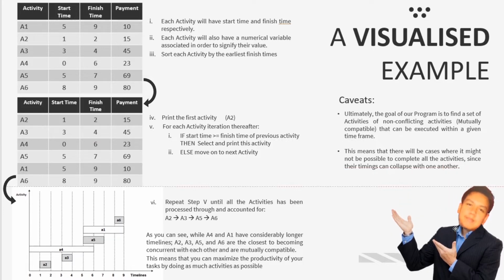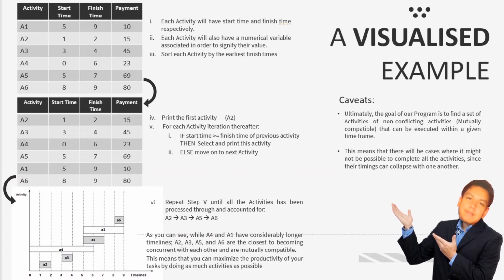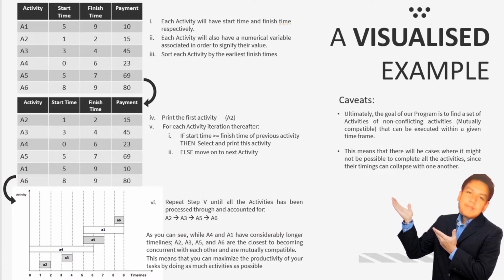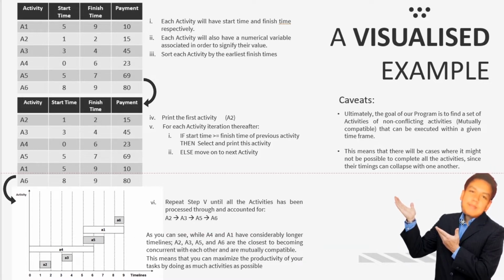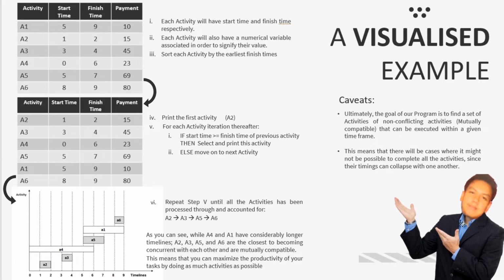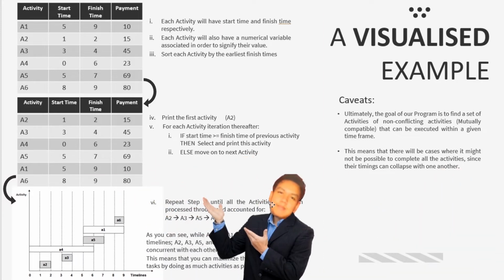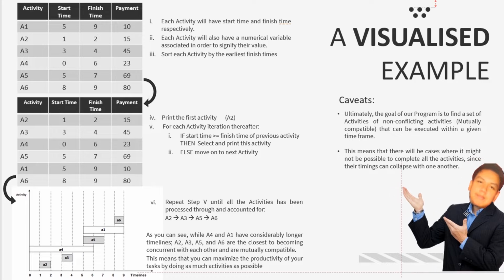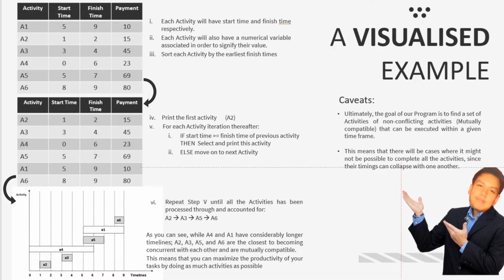Now, there are some caveats to this algorithm. Ultimately, the goal of our program is to find a set of non-conflicting tasks, which means mutually compatible, that can be executed within a given time. This means that there will be cases where it might not be possible to complete all activities shown, since their timings can collapse with one another. To prove this example, you can see that A4 collapses with A2 and A3, which means that A2 and A3 will not be executed if we were to choose A4.